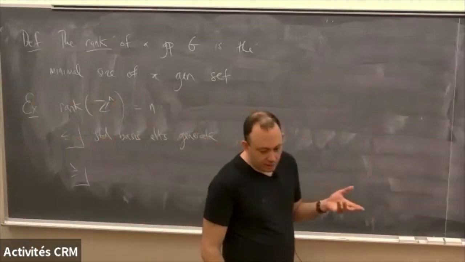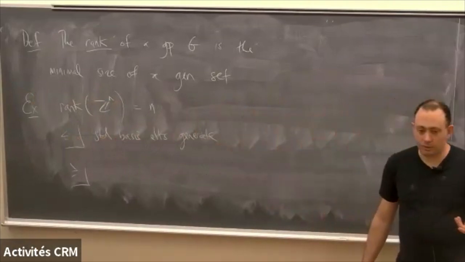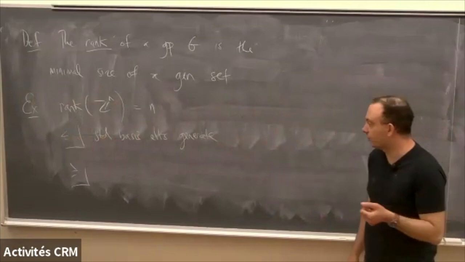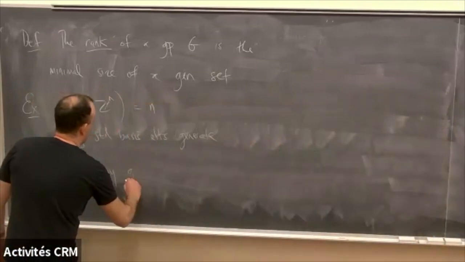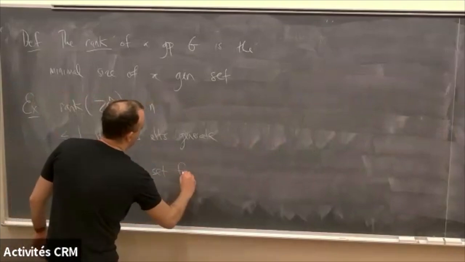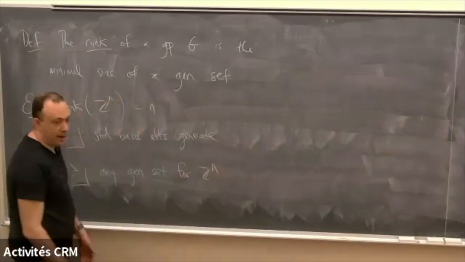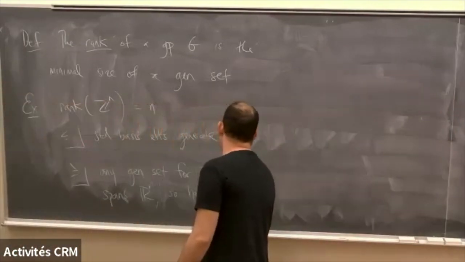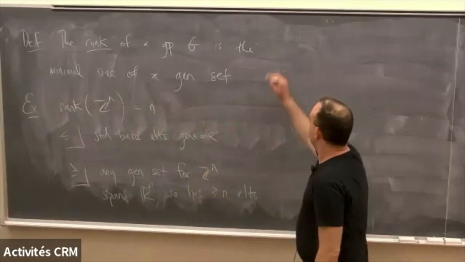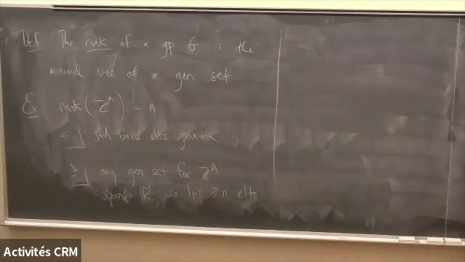But then even for Z^n, the lower bound is not completely trivial, right? You have to use linear algebra. The point here is that any generating set for Z^n spans R^n, so it has at least n elements in it, because R^n has dimension n. So I'm leveraging linear algebra to prove this purely group theoretic fact. All right, so that's the first example.